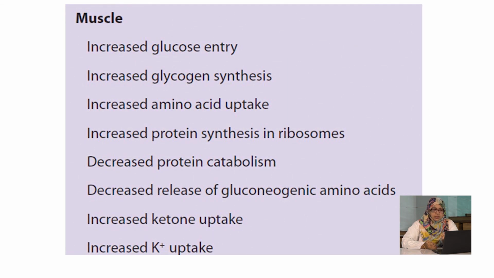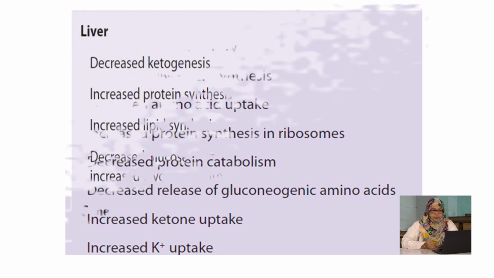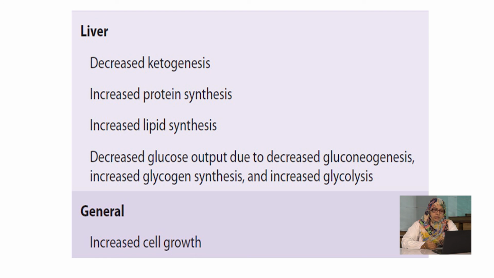On muscle, it increases glucose entry, increases glycogen synthesis, increases amino acid uptake, increases protein synthesis in the ribosome, decreases protein catabolism, decreases release of gluconeogenic amino acids, increases ketone uptake, and increases potassium uptake. In case of liver, it decreases ketogenesis, increases protein synthesis, increases lipid synthesis, decreases glucose output due to decreased gluconeogenesis, and increases glycogen synthesis and glycolysis. And in general, it causes all cell growth.